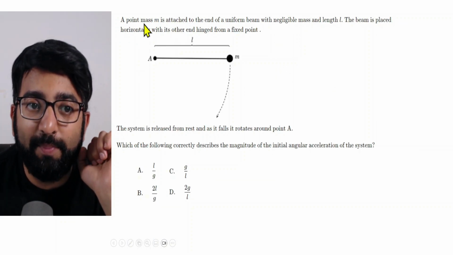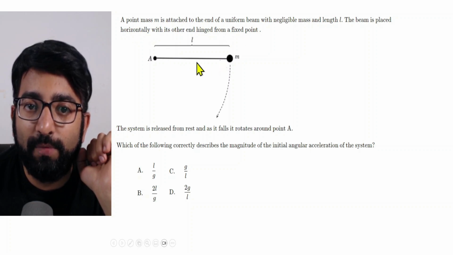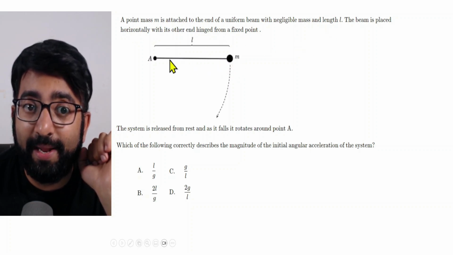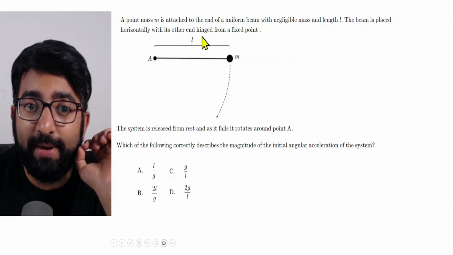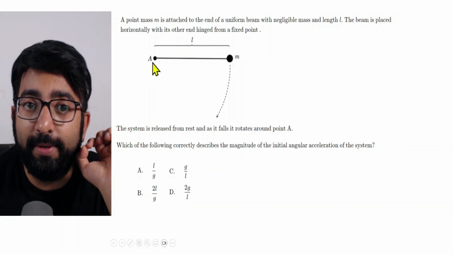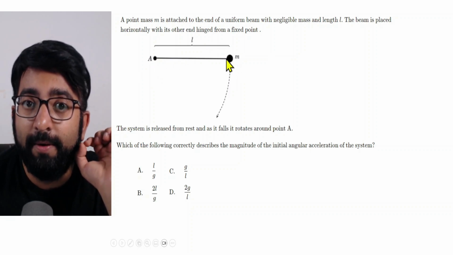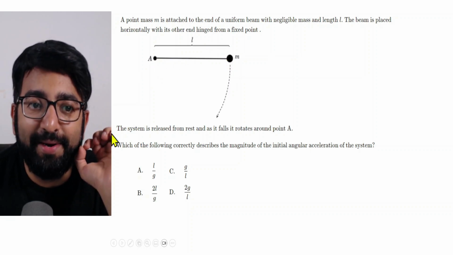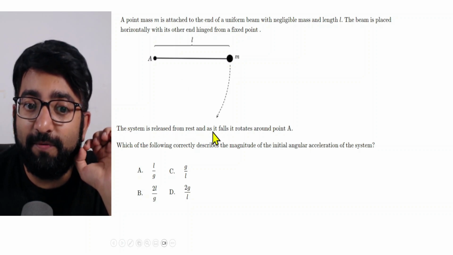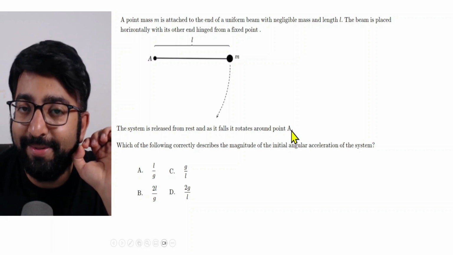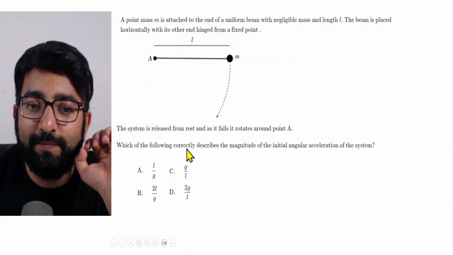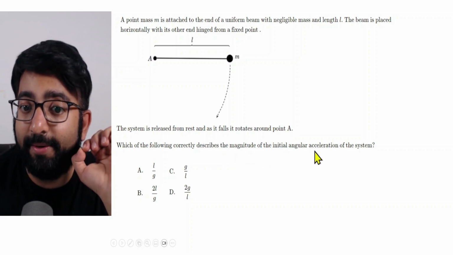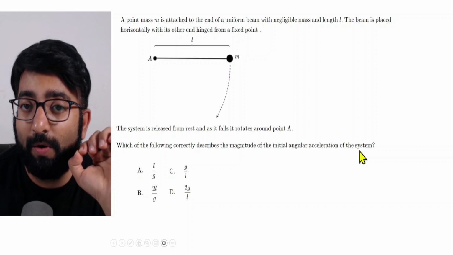Next question. A point mass m is attached to the end of a uniform beam with negligible mass, and the length of the beam is L. The beam is placed horizontally with its other end hinged. So the point A of the beam is hinged, and at the other end of the beam we have connected a mass m. Then it is mentioned that the system is released from rest, and as it falls, it rotates about the point A. So clearly, this question is of that category where only rotation is happening. Which of the following correctly describes the magnitude of the initial angular acceleration of the system?